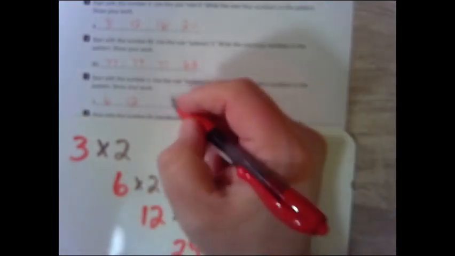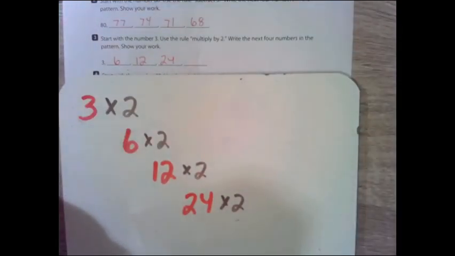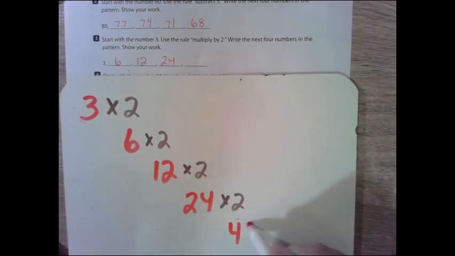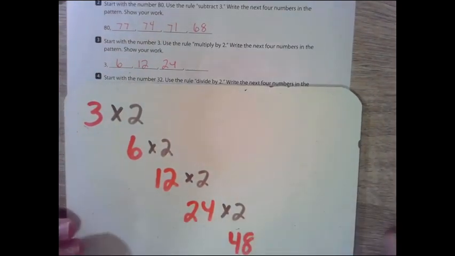6 times 2 is 12. If we take 12 and multiply by 2, or double it, we get 24. And lastly, if we take 24 multiplied by 2, we will get 48.